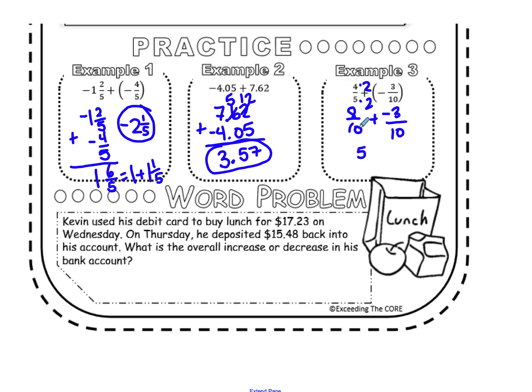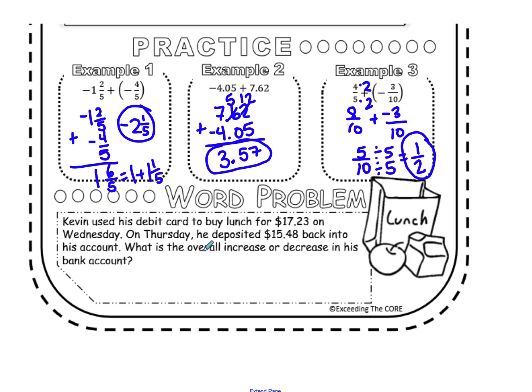More positives. Answer is positive. 5/10. Fraction answers do need to be in simplest form. Since I know both 5 and 10 are divisible by 5, I need to divide them both by 5. That's going to give me an answer of 1/2.